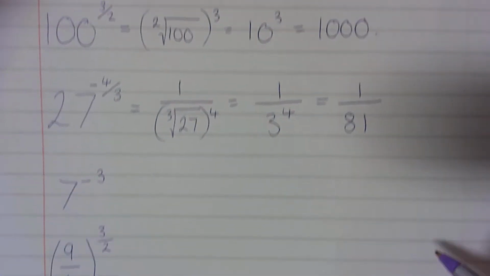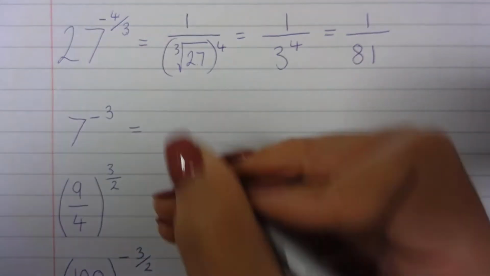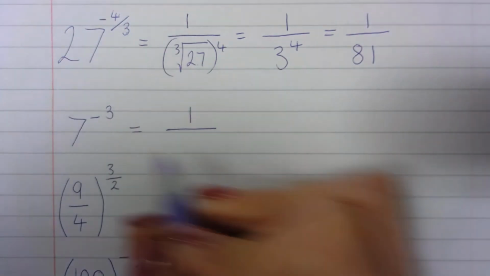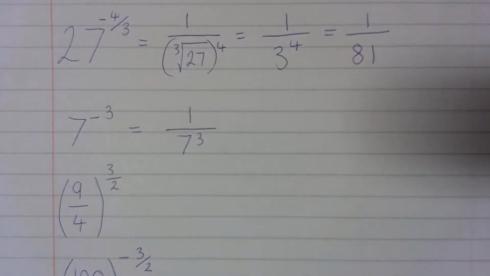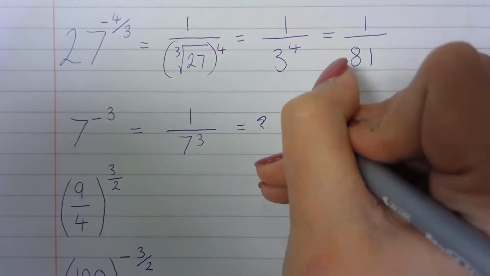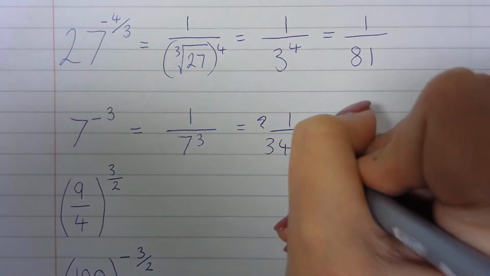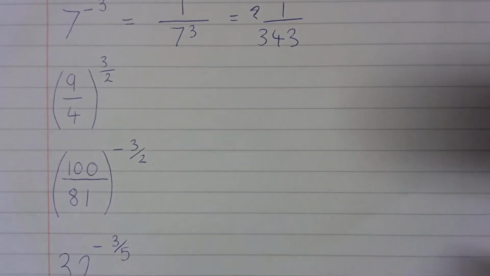So I'm just going to show you a few more in kind of different ways. The negative means we do 1 over, and I've still got 7 to the power of 3. You can leave your answer like that, or you can work out what 7 to the power of 3 is. So 7 to the power of 3 is 343.